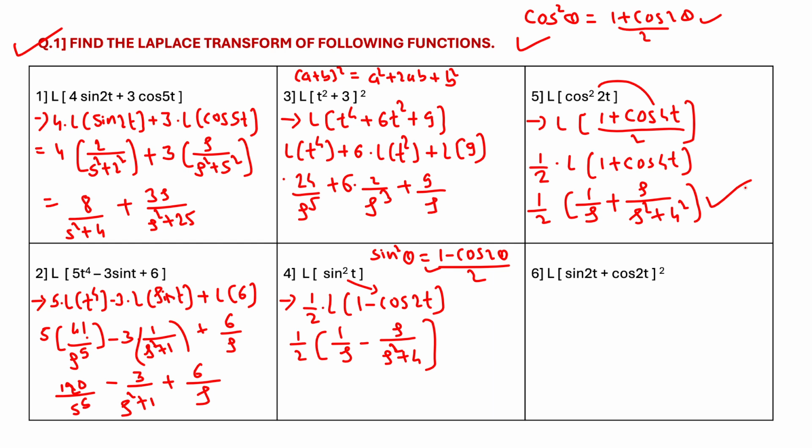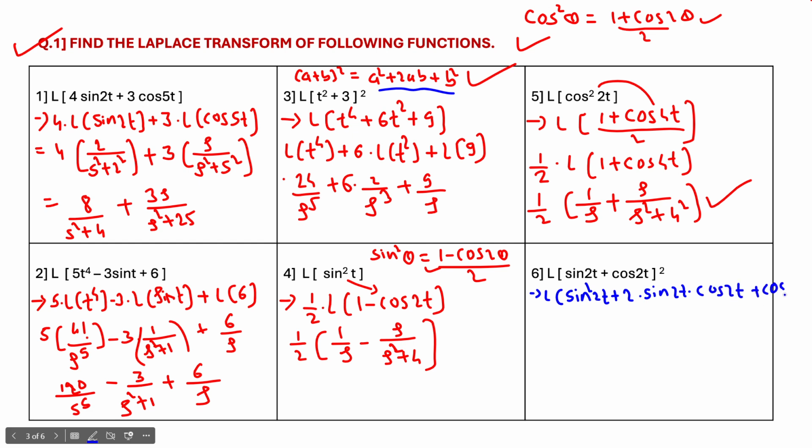And the last question is again the same. Always remember, when they give you a bracket square term, that time you have to use the expansion formula, the a plus b bracket square formula. So we have a plus b bracket square formula, a square plus 2ab plus b square, so apply here. So Laplace of, here you will get the first term square, that is sine square 2t, plus 2 into the multiplication of two terms, sine 2t into cos 2t, and plus the second term square, that is cos square 2t.